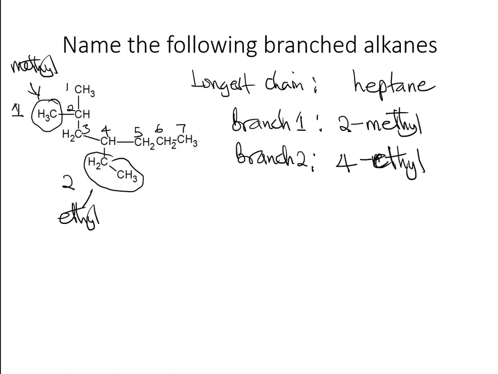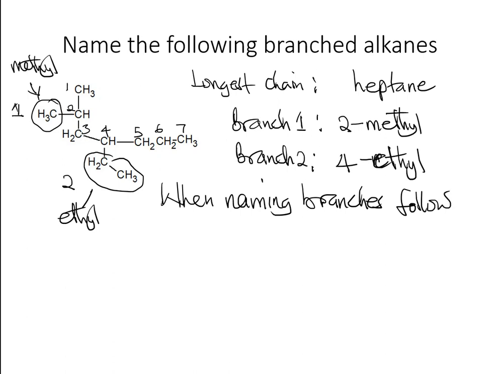Now, how do we name the molecule, especially that we have 2 branches? We have a methyl and we have an ethyl. So when naming the molecule, use alphabet. When naming branches, follow alphabetical order, which means you have to start with ethyl before you name methyl. That's what we mean by follow alphabetical order.